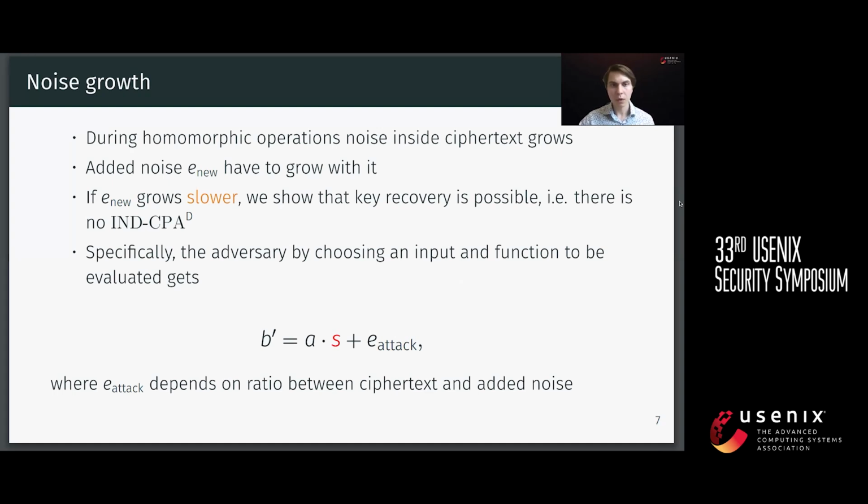With a few simple mathematical operations, the adversary can, by choosing specific inputs and the function to be evaluated, get a Ring-LWE sample with an E attack noise, where this noise E attack essentially gets smaller as the ratio between the noise of the ciphertext and the added noise in U grows. So, if the ratio gets bigger, it's better for the attacker.